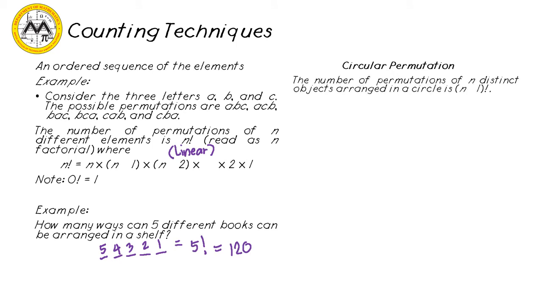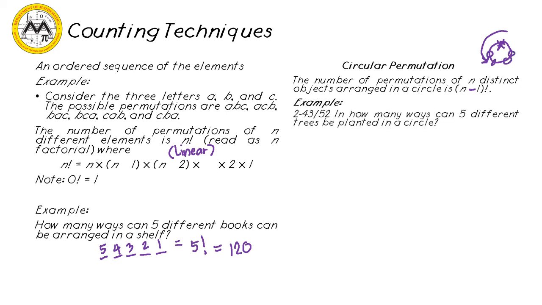If you need to arrange everything in a circle, the arrangement would be n minus 1 factorial. So in a circle, you fix 1 because it is rotating. So you fix one of the elements, that's why it would be n minus 1 factorial. Example, in how many ways can 5 different trees be planted in a circle? So there are 5. So this would be 5 minus 1 factorial.